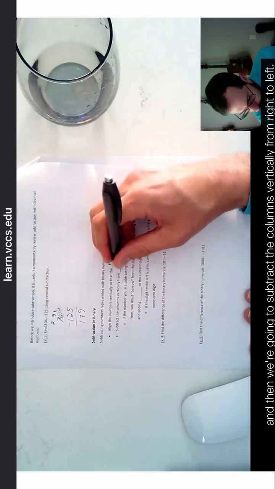All of the stuff we mentioned about carrying, it's like that, but doing it in reverse. We start once more aligning the numbers vertically such that the rightmost digits are aligned with one another, and then we're going to subtract the columns vertically from right to left. And the key here is that if the number that we're subtracting is less than the number we're subtracting from, we have to borrow from the digit to the left. In other words, we have to convert that larger digit into a certain number of smaller ones.